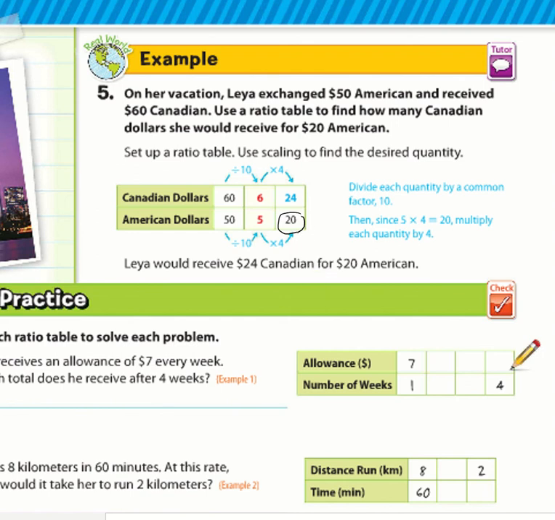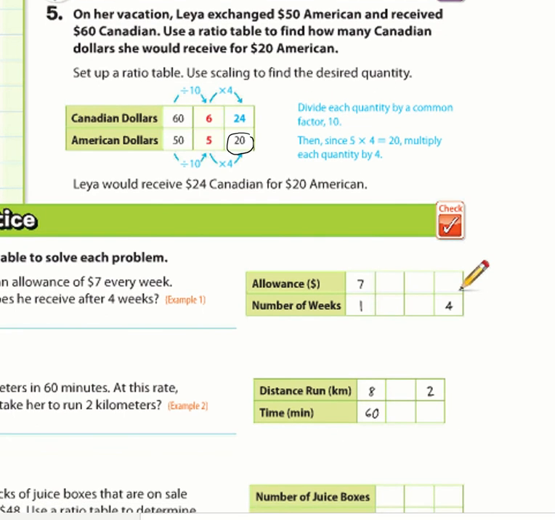So we cannot get from 50 to 20, but 50 and 20 do have a common factor of 5. You can also use 10. But the book used 5, so 50 divided by 10 equals 5. Now we can get from 5 to 20. 5 times 4 equals 20. Whatever you do to the bottom, you do the same to the top. 60 divided by 10 equals 6, and 6 times 4 equals 24. So she would receive 24 Canadian dollars for 20 American dollars.